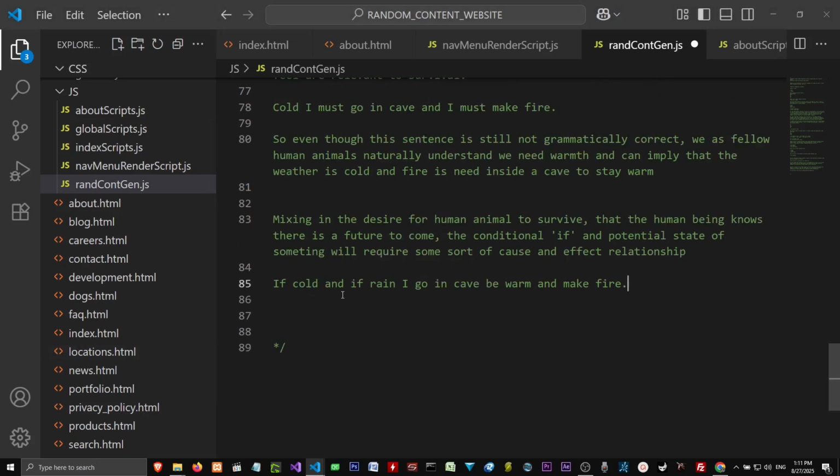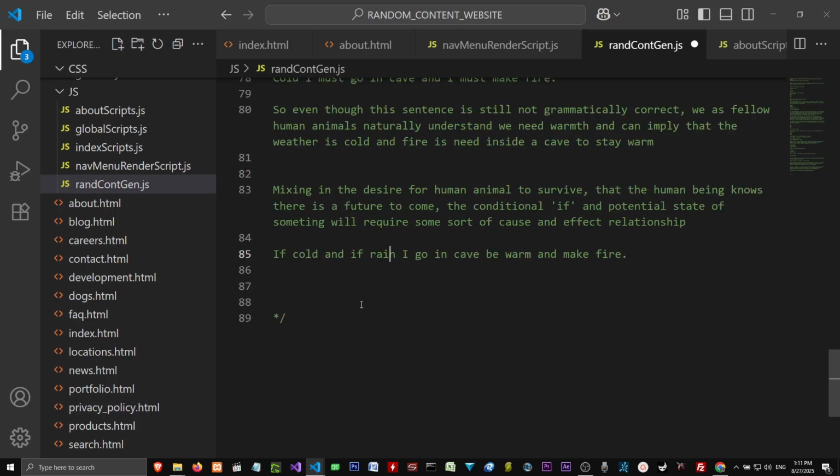Let me go ahead and expand on that. If cold and if rain, I go in cave, be warm and make fire. Again, grammatically not correct, but you can get the context of what is going on here and what needs to happen from an evolutionary and survival point of view. So we can see that more complex structures can be formed, and eventually through aeons we have our modern English grammar that we use today. But it seems maybe we're going backwards with text messaging and AI and shorthand.